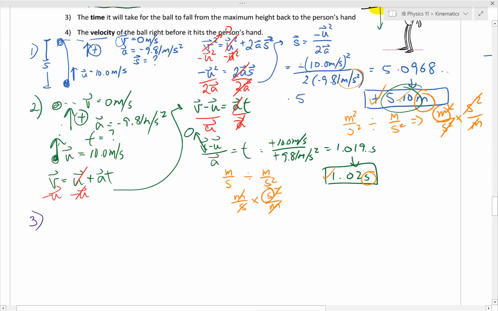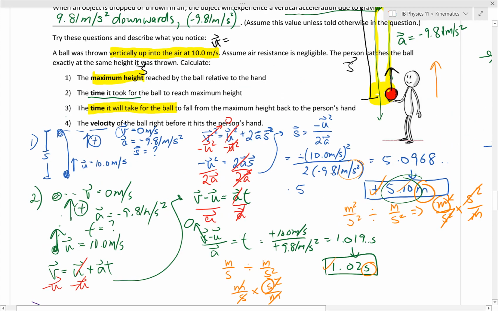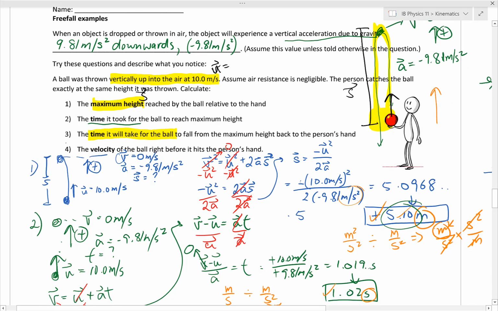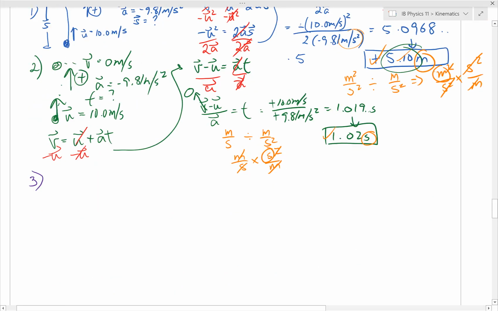Question 3. This one is the time it will take the ball to fall from the maximum height back to the person's hand. So if I had to draw that, that's basically at the top and then coming back down only. So only the other half of the trip, not the first part. It will be worth it to draw this picture. So here we have the ball. It comes back down to the person's hand. I'm going to label the upwards direction as the positive direction.